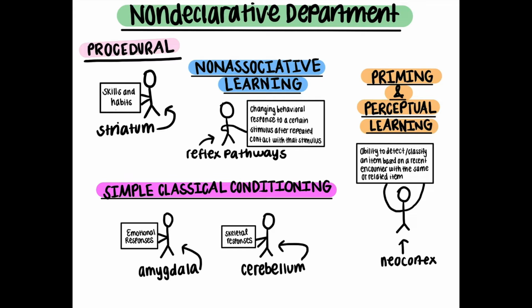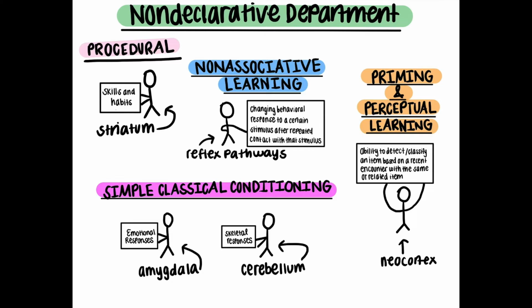Next, we have the reflex pathways, which are responsible for non-associative learning and are changes in behavior relating to repeated exposure to certain stimuli. This is because there are many nerves in this pathway that are focused on the stimulus, and it's a fundamental form of learning that guides our behavior. Then we have the neocortex, which is when we have an experience. The neocortex is activated and long-term storage is distributed across different parts of the neocortex. And this is essentially how it conducts priming and perceptual learning.